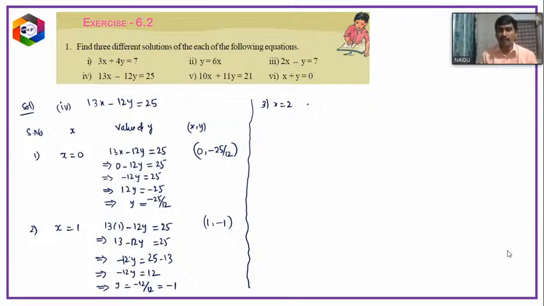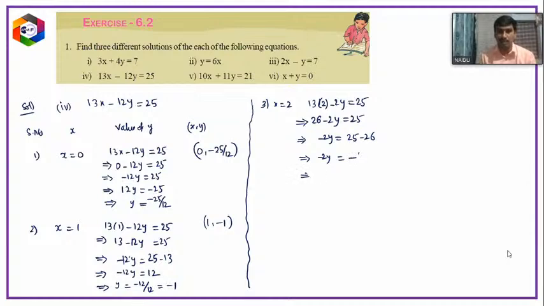Upon taking x equals 2, again 13 into 2 minus 12y equals 25. 13 into 2 is 26, so 26 minus 12y equals 25. Let us transpose plus 26 to the right hand side. Minus 12y equals 25 minus 26. Upon subtracting 26 from 25, the value will be equal to minus 1. So both sides let us multiply with minus. So 12y equals 1.